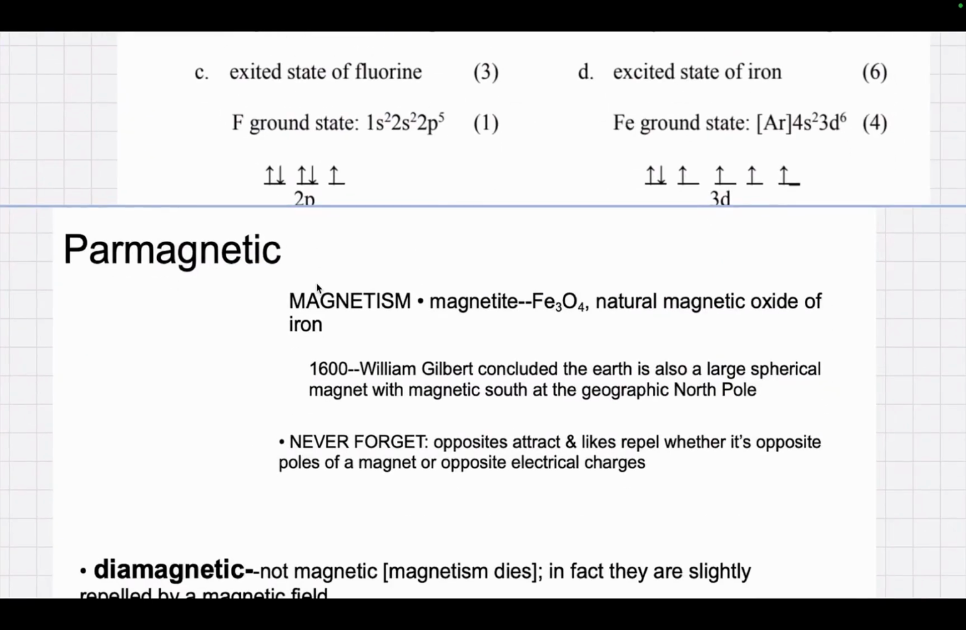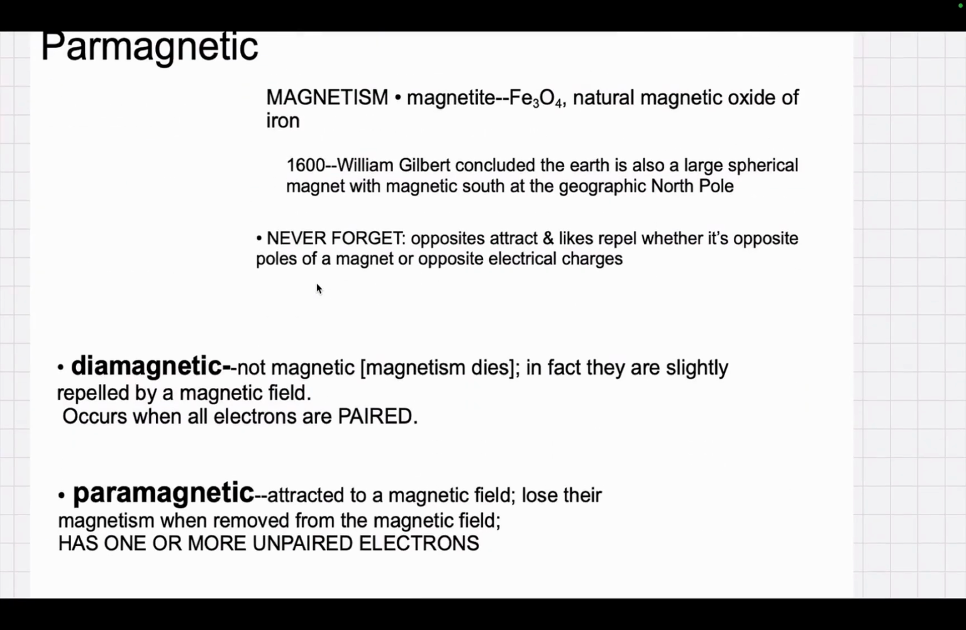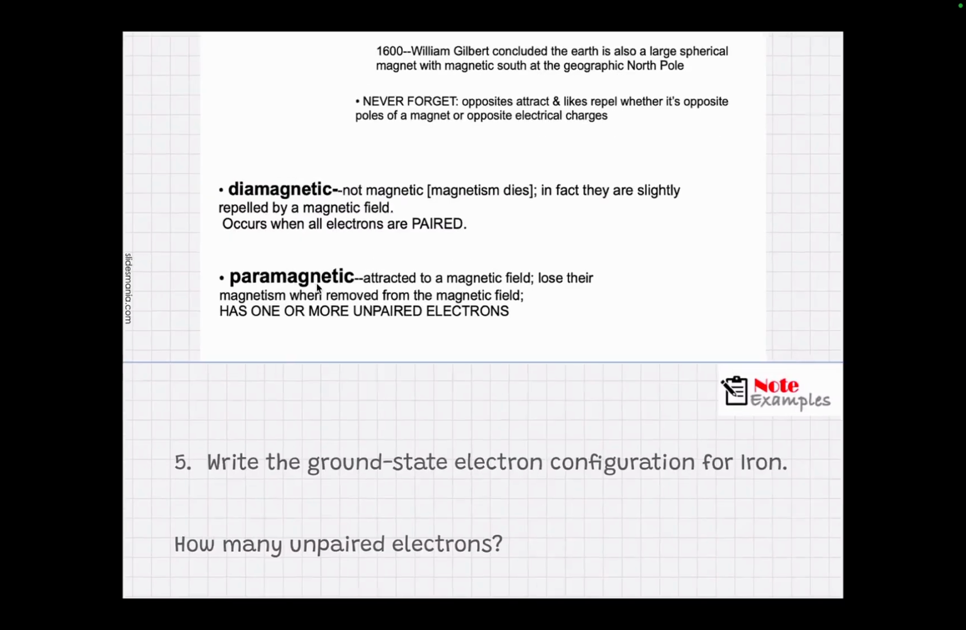So just covering those terms, just because you'll see that in the Web of Science. So if the electrons are all paired, there's no magnetic ability, and if some of them are unpaired, they will be attracted to a magnetic field, but then they'll lose their magnetism when you remove them from the magnetic field because they have those unpaired electrons.